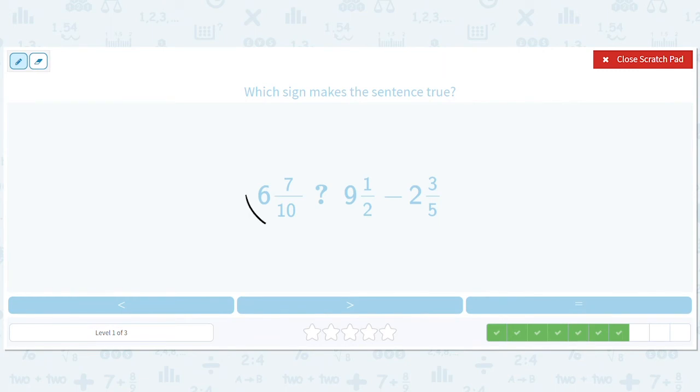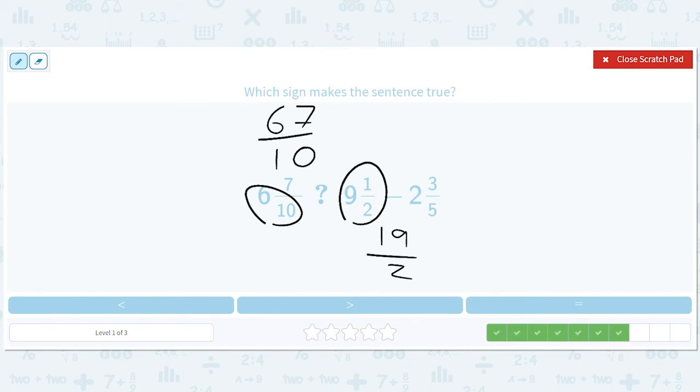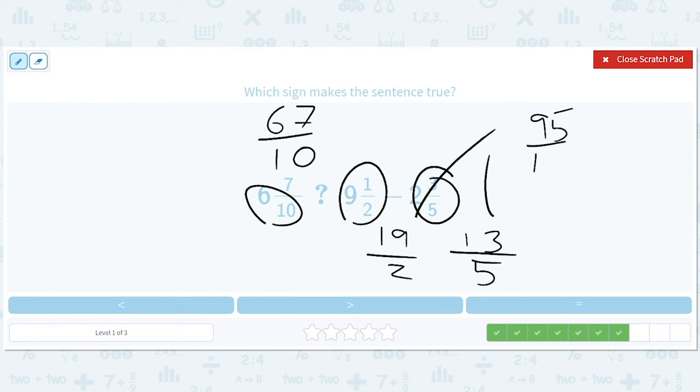Okay, so this is 67 tenths. This is 19 halves. This is 10 plus 3 is 13 fifths. So when we put them over, so this one's going to be times 5 times 5. So that'll be 95 over 10. And this will be times 2 times 2, so it'll be minus 26 over 10. So 95 minus 26 is 69 over 10. So we'll end up with 67 over 10 is less than 69 over 10.